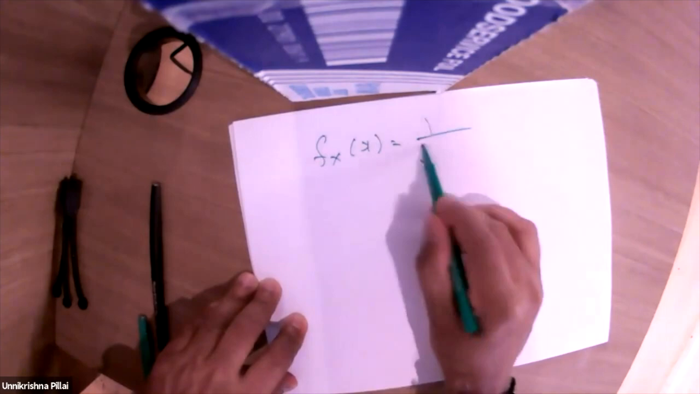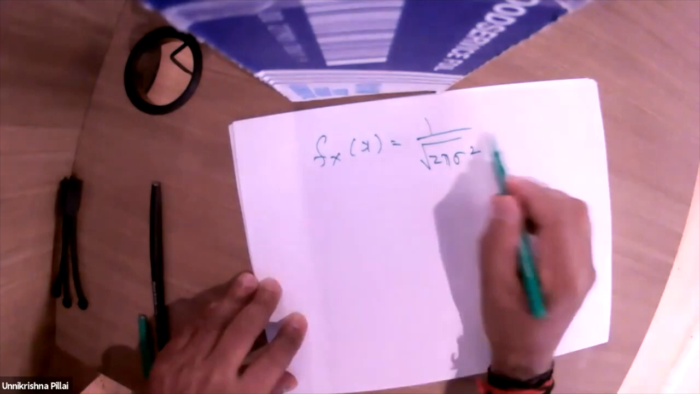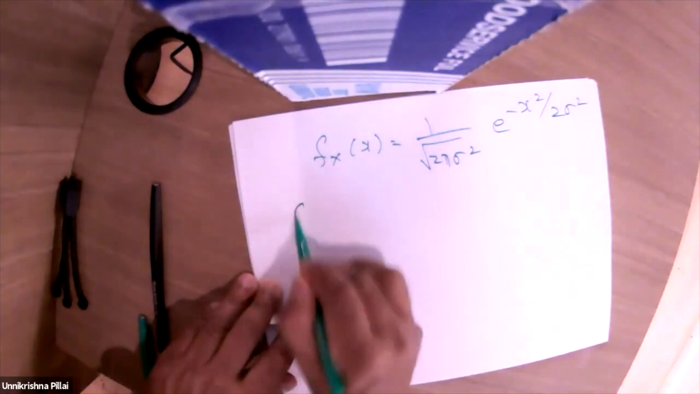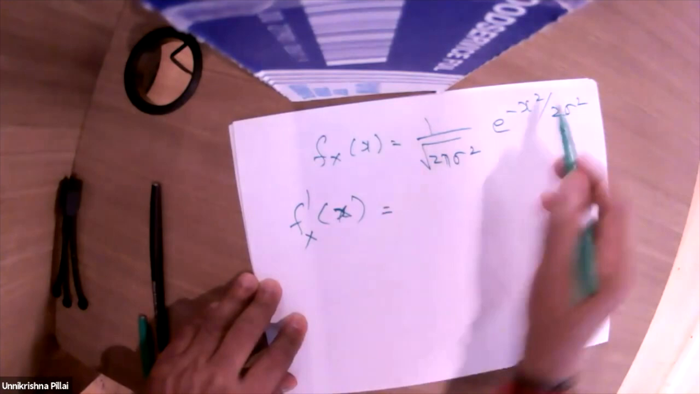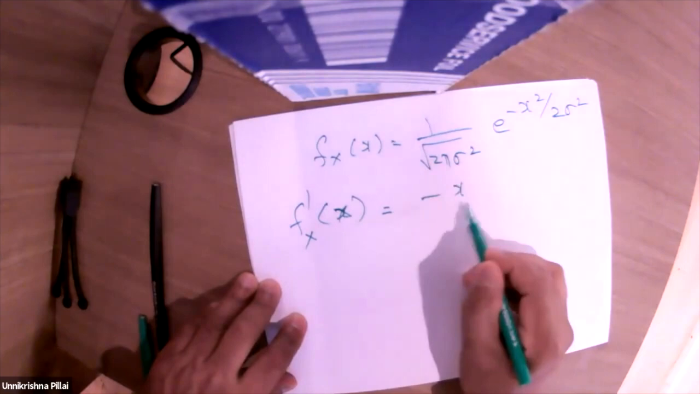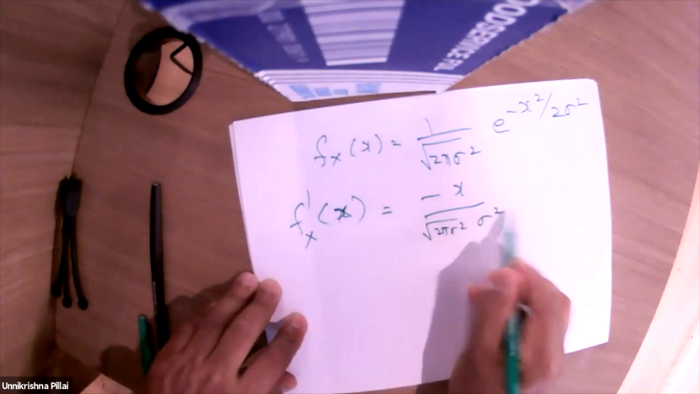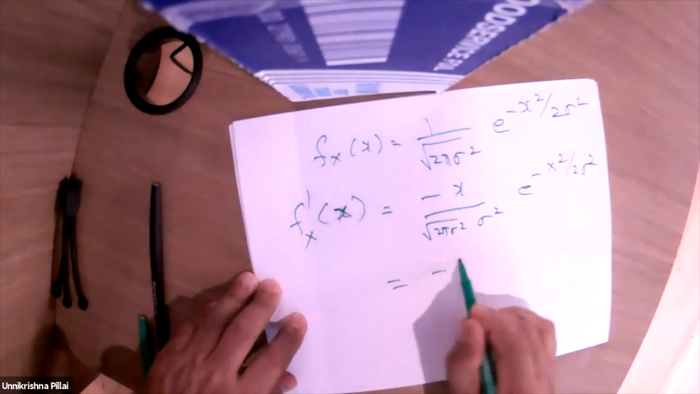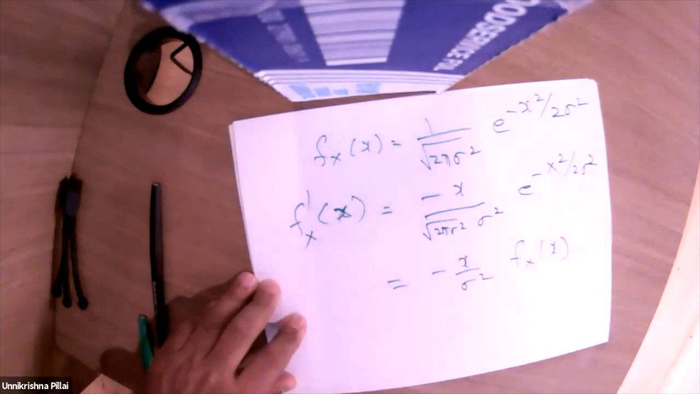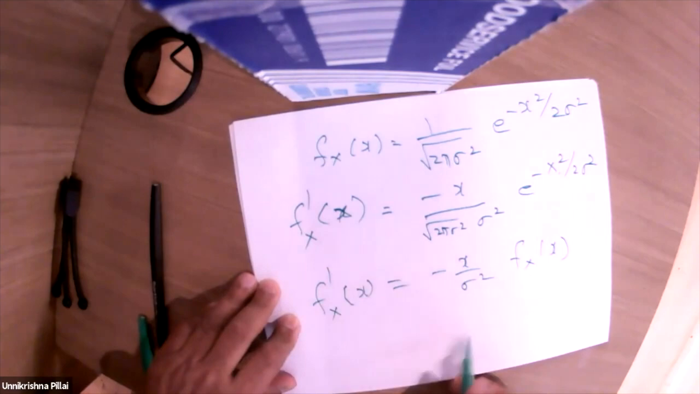So let me derive a similar inequality for the Gaussian tail probability. I start with the Gaussian density function. I assume the mean to be zero. Let me take the derivative with respect to x. The derivative of this quantity is minus x over sigma squared times the density, so that's the derivative of the density function with respect to x.